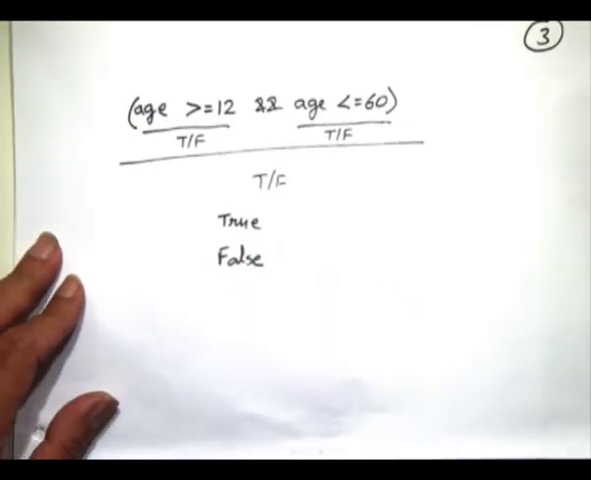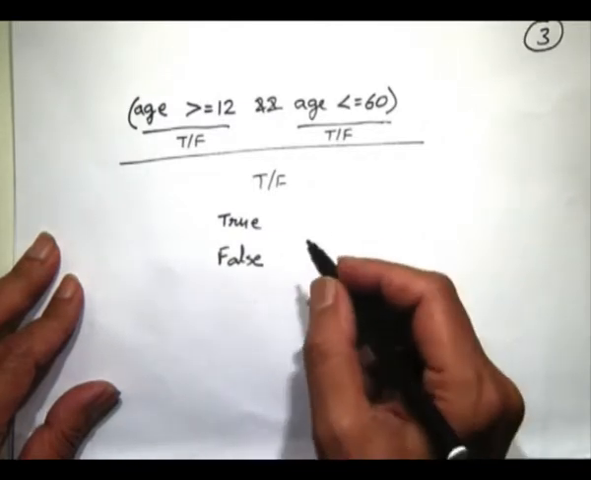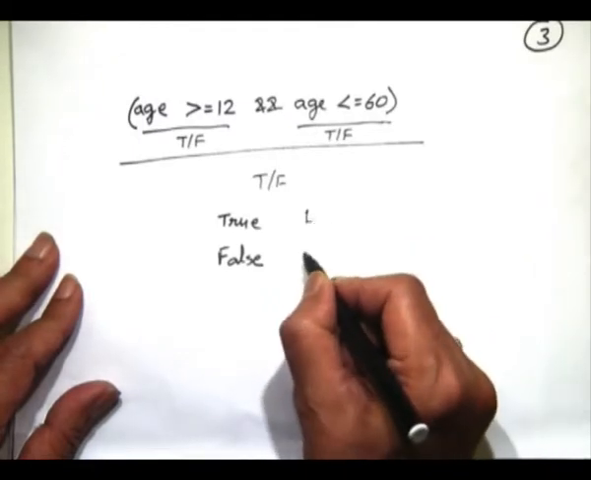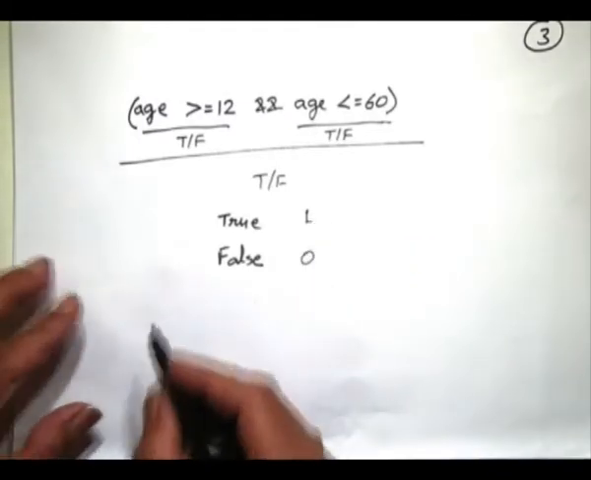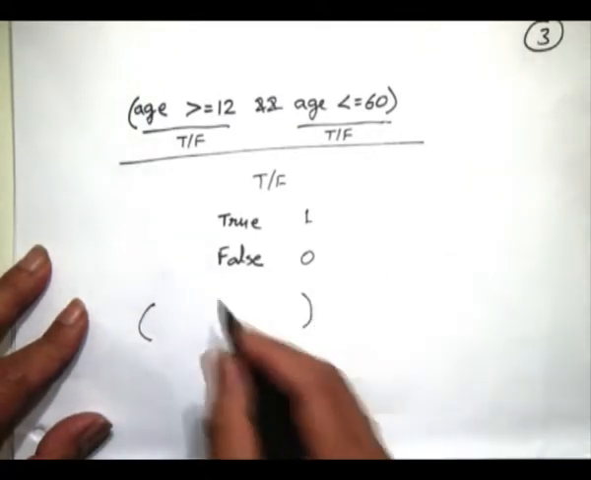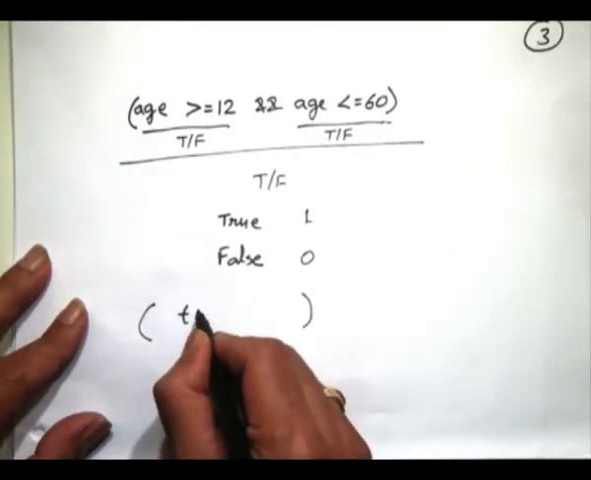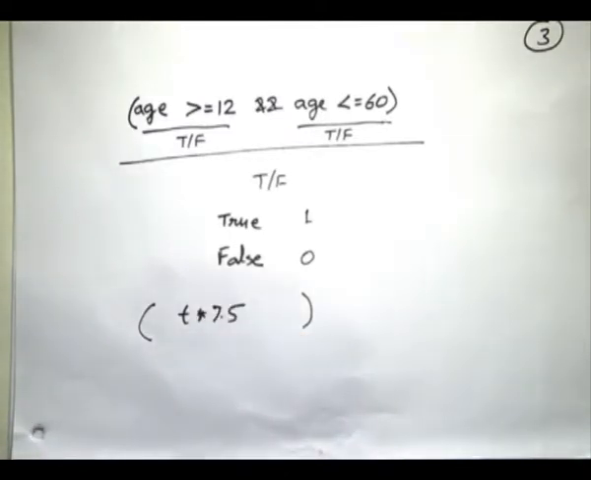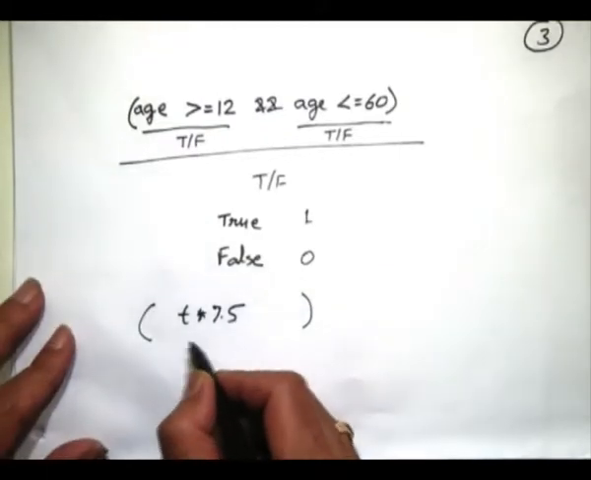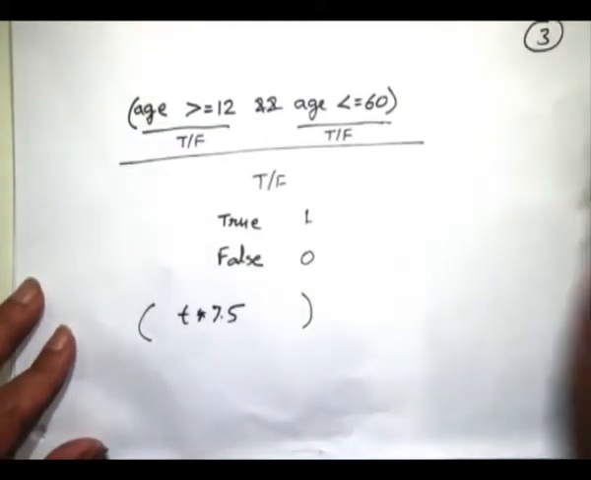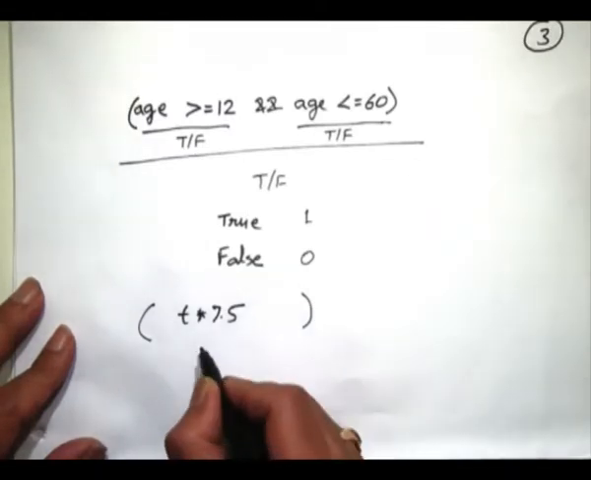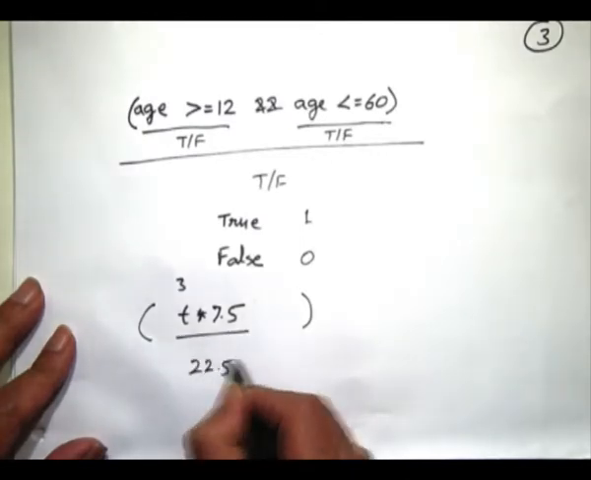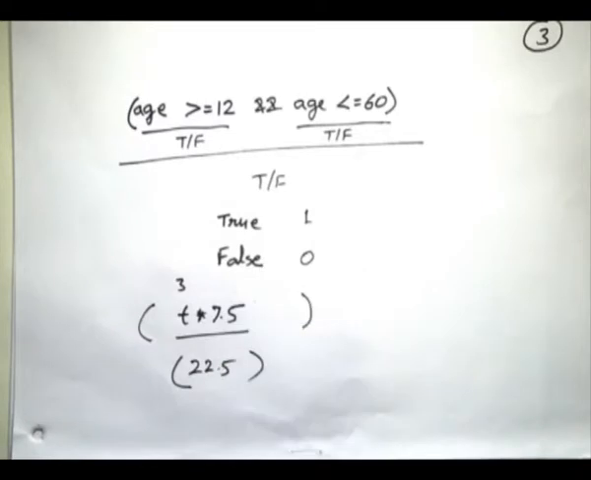And we had discussed this. C++ actually allocates what value to true and what value to false? 1 for true and 0 for false. Also, inside a bracket, if I write an arithmetic expression, T star 7.5, where I should have written a condition, the computer will actually evaluate T star 7.5. Suppose T is 2 or 3, let's say. So if it is 3, what value you will get? 22.5. Now this is neither 0 nor 1.